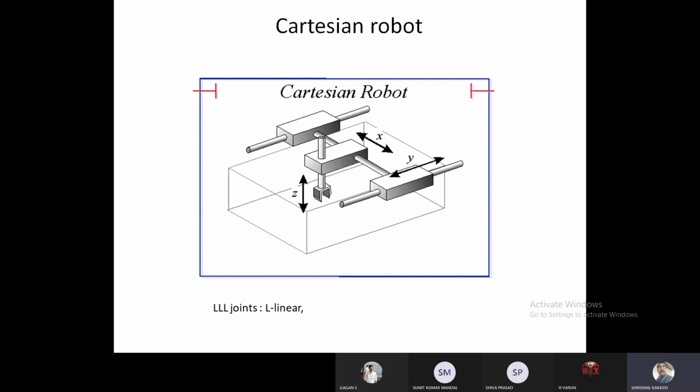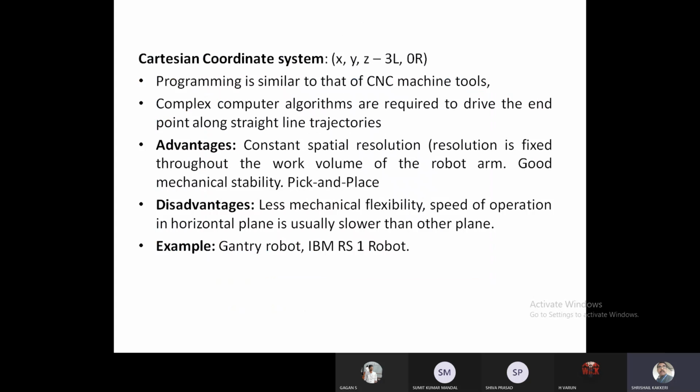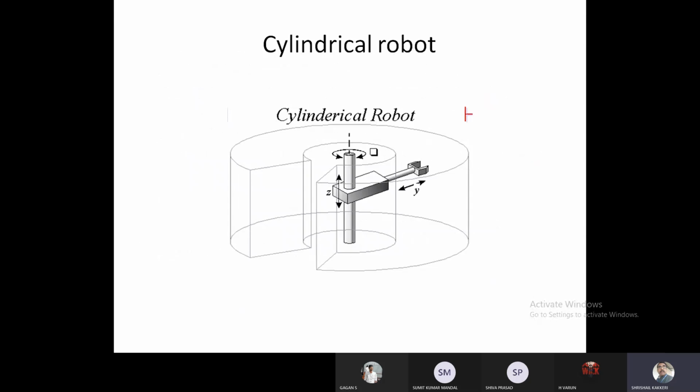I hope you understood this. Next, this is what I have written here, and you can go through it. Some additional things I told you to remember, I'll write at the end of this session.